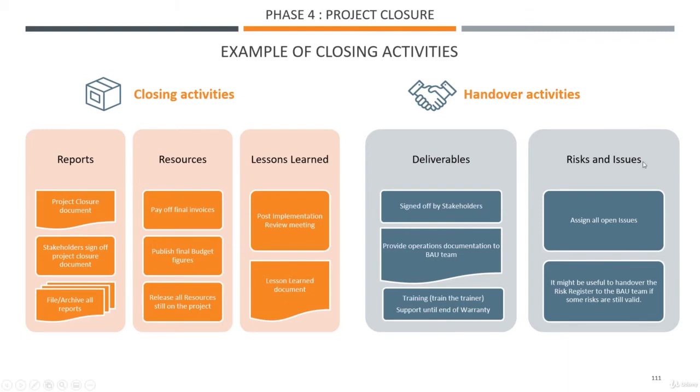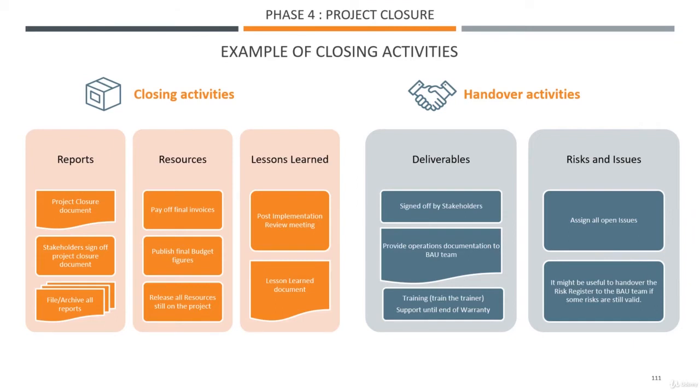And risk and issues. So in our issue log or issue register, we might have some issues that we didn't get a chance to complete. They obviously were not critical because we still managed to implement the product or the project. So they are probably minor issues, but the business as usual team that will be running the product needs to be aware of those and needs to fix them. So we need to give them this issue register somehow.